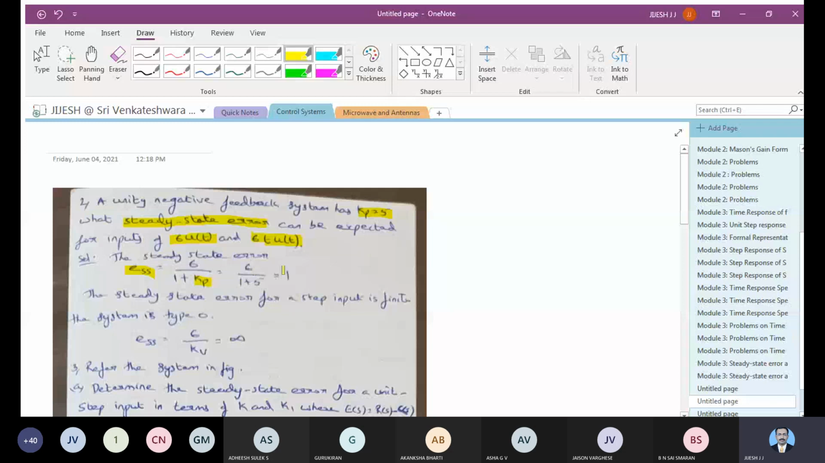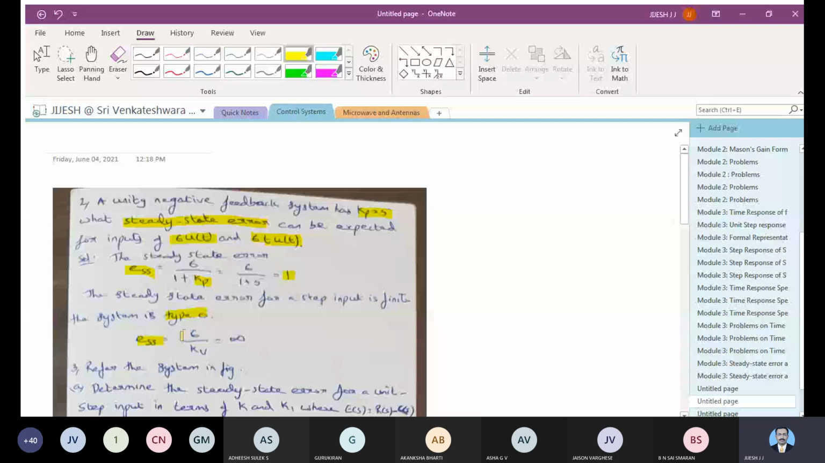So the steady state error for a step input for a finite system is type 0. So that's what I was saying to you: t u of t means you should understand that it is a ramp function. So when you are going for ESS, you have to go with 1 by kV. So it is 6 t u of t. So you have to write 6 divided by kV. And when you substitute for a type 0 system, you know that ESS is equal to infinity.